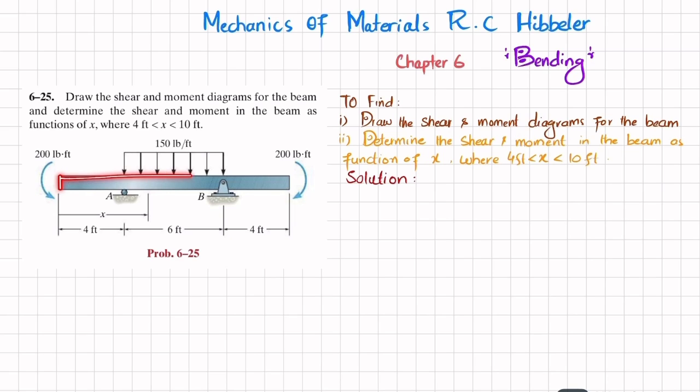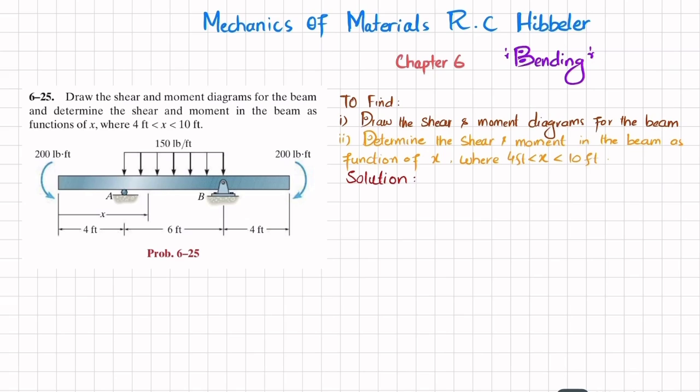So you can see this is the beam, where the loading is shown. There is a counterclockwise moment of 200 pound-feet at this point, and at this end we also have 200 pound-feet, that is clockwise. And from A to B there is a uniformly distributed load of 150 pounds per foot. There is a roller support at A, and at B we have a pin support. So you have to find the shear force and moment diagram, and then shear and moment as a function of x for the region x greater than 4 feet and less than 10 feet.